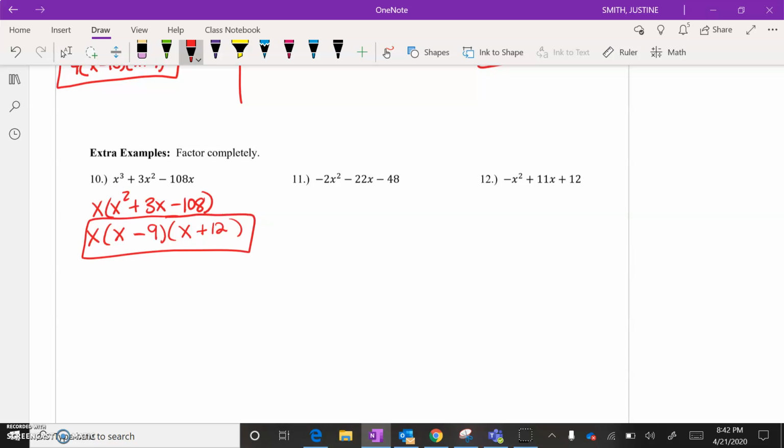Number 11, remember you want to take out a negative 2 here. So we make this a positive x squared plus 11x plus 24. Then what multiplies to 24 and adds to 11? We bring down our negative 2, and I know that 8 times 3 would work.